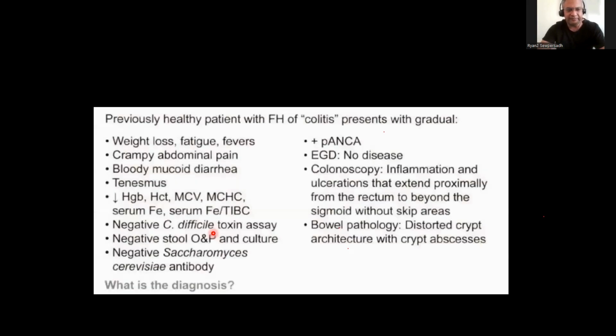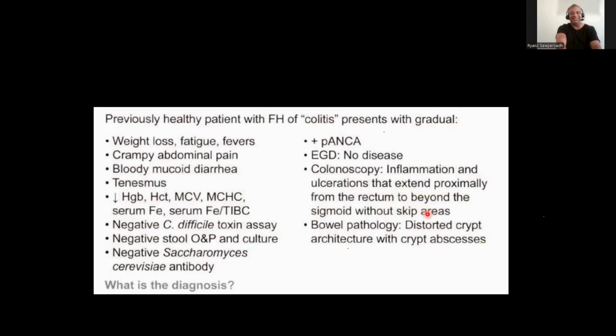Okay, this is a long one. Previously healthy patient with a family history of so-called colitis comes in with weight loss, fatigue, fever, crampy abdominal pain, bloody mucoid diarrhea, tenesmus, has significant microcytic hypochromic anemia, probably iron deficient, negative C. diff, negative stool ova, parasites, culture, negative anti-Saccharomyces cerevisiae antibodies, so probably unlikely Crohn's, but a positive pANCA. Scope shows no disease on upper scope, but lower scope shows inflammation and ulceration that extend proximally from the rectum to beyond the sigmoid without skip areas.